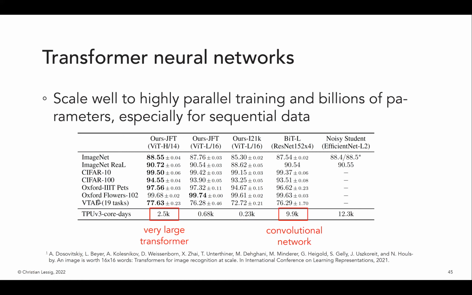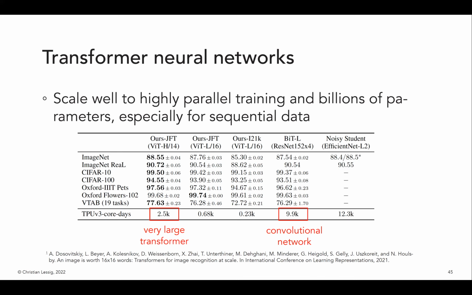So that's the tensor processing units from Google and how many core days we use, so huge amounts of training time. But what you see with a transformer, and that's a very large transformer model, the H stands for huge here, is that you need 2.5K core days. The point is that this is a quarter of what you need for a standard convolutional neural network, a ResNet model with the same number of parameters. So the point is these transformer models are easier to train, and this was essentially the first selling point.